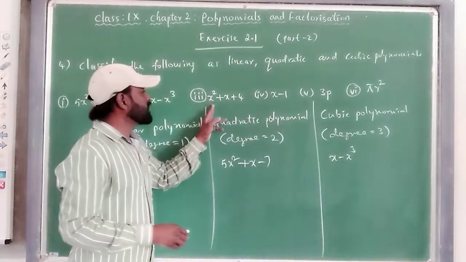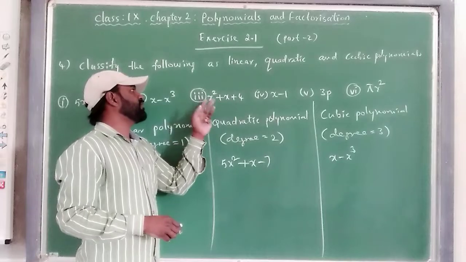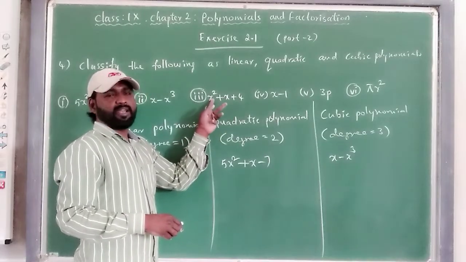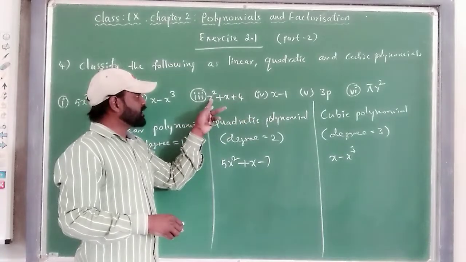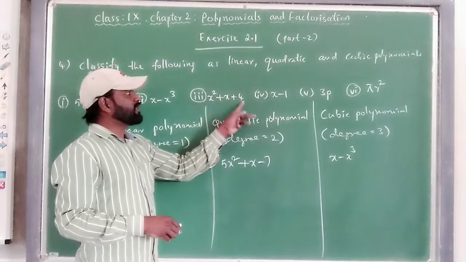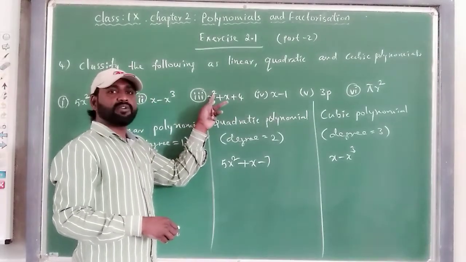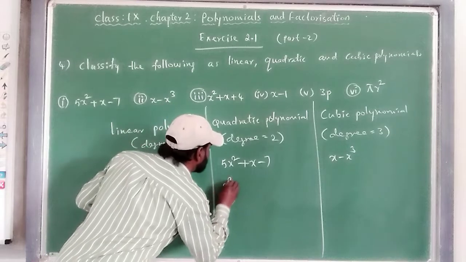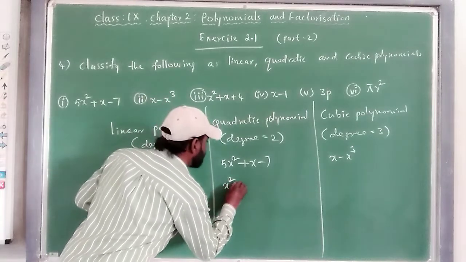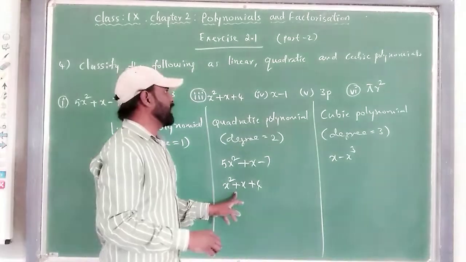Next, third one, x square plus x plus 4. There are again 3 terms, but in all the terms, you see x is the variable. Here x is the variable. Here there is no variable. But the degree of the first term is 2, degree of the second term is 1, the degree of the third term is 0, the highest degree is 2, so it is also a quadratic polynomial. So it comes under quadratic polynomial. x square plus x plus 4 is a quadratic polynomial.